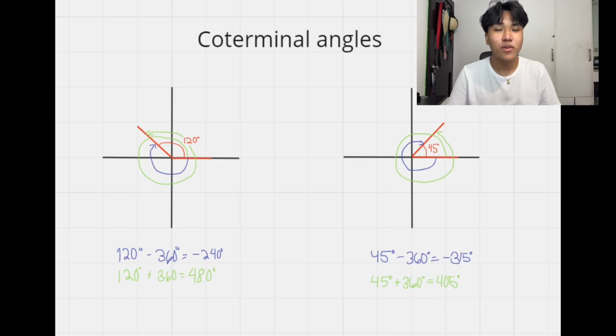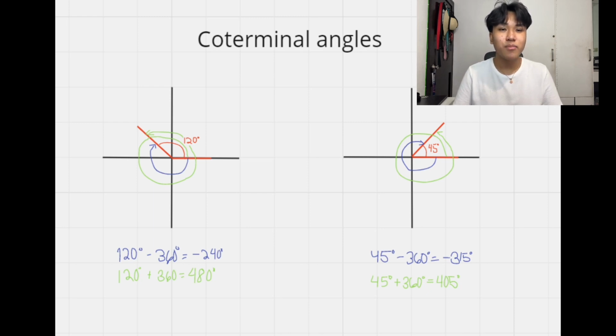Here's our example for coterminal angles. For the first example, the angle has a measure of 120 degrees. Therefore, to find the coterminal angle, all we need to do is subtract 360 and add 360. Those will be our two coterminal angles. So, 120 degrees minus 360 degrees equals negative 240 degrees. Then, 120 degrees plus 360 degrees is equal to 480 degrees.